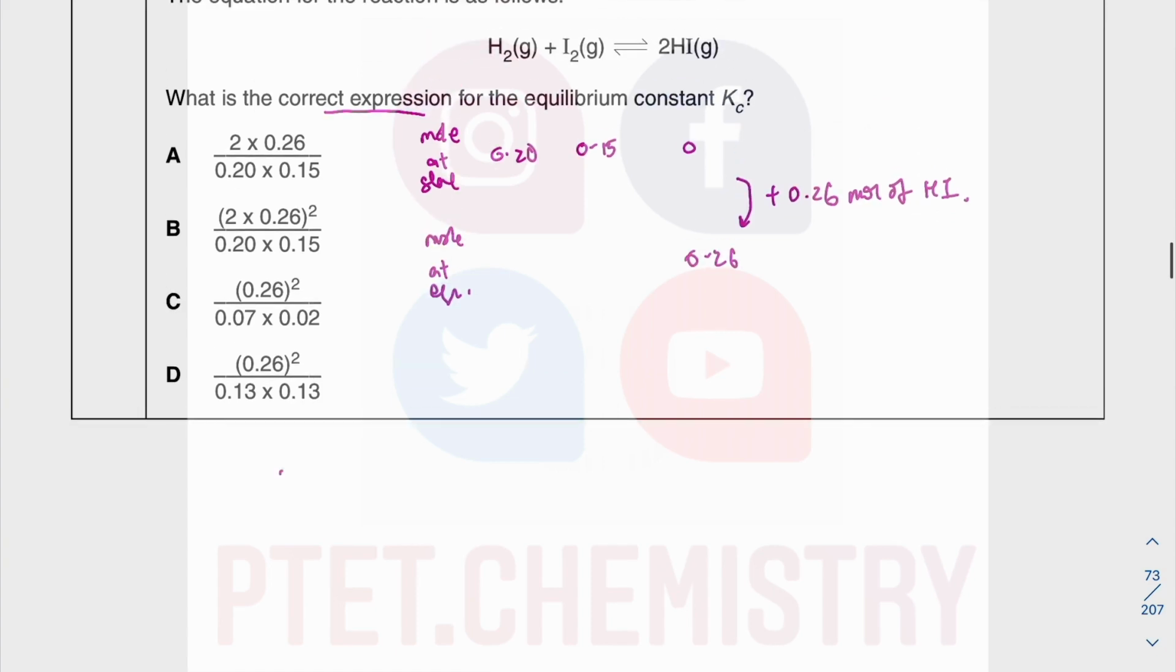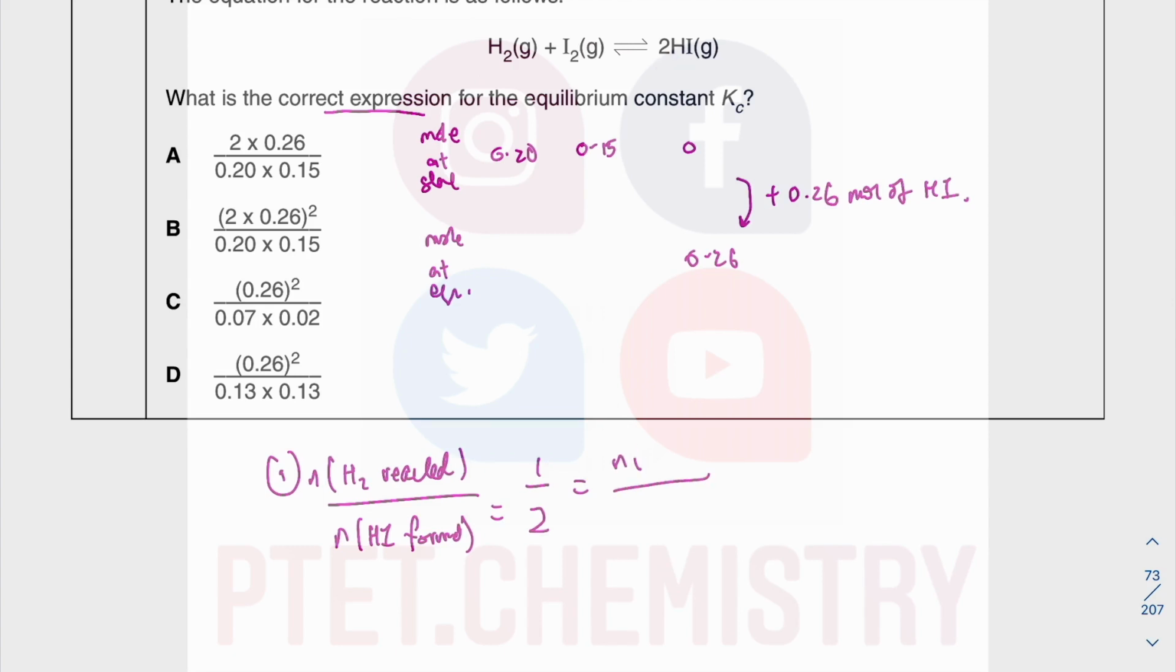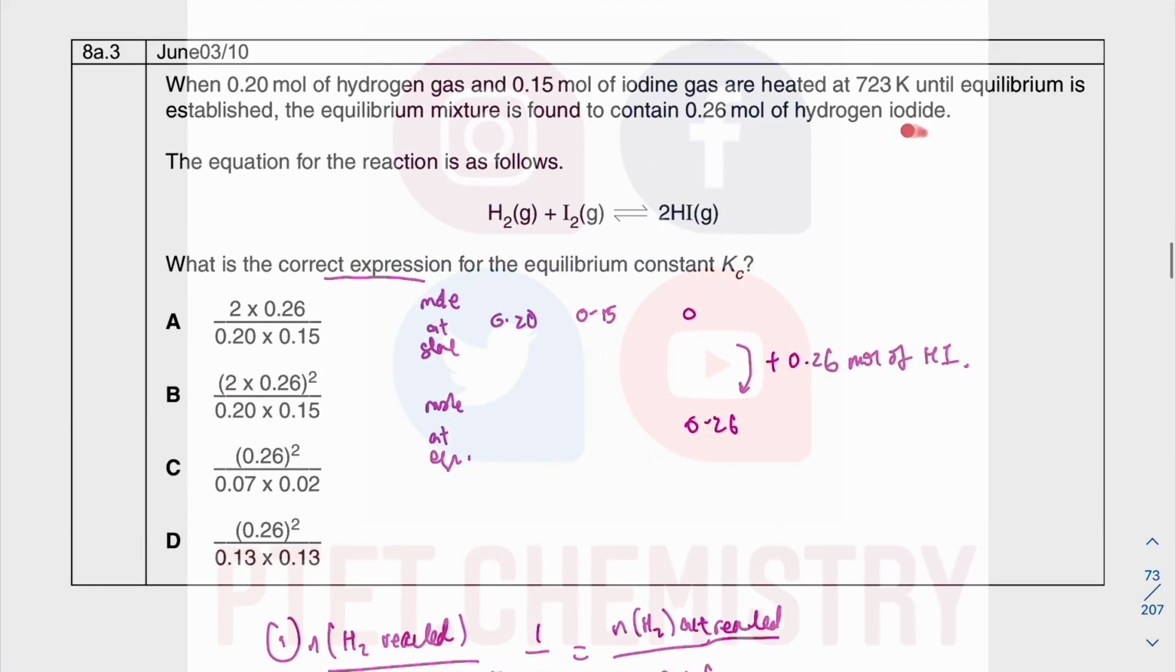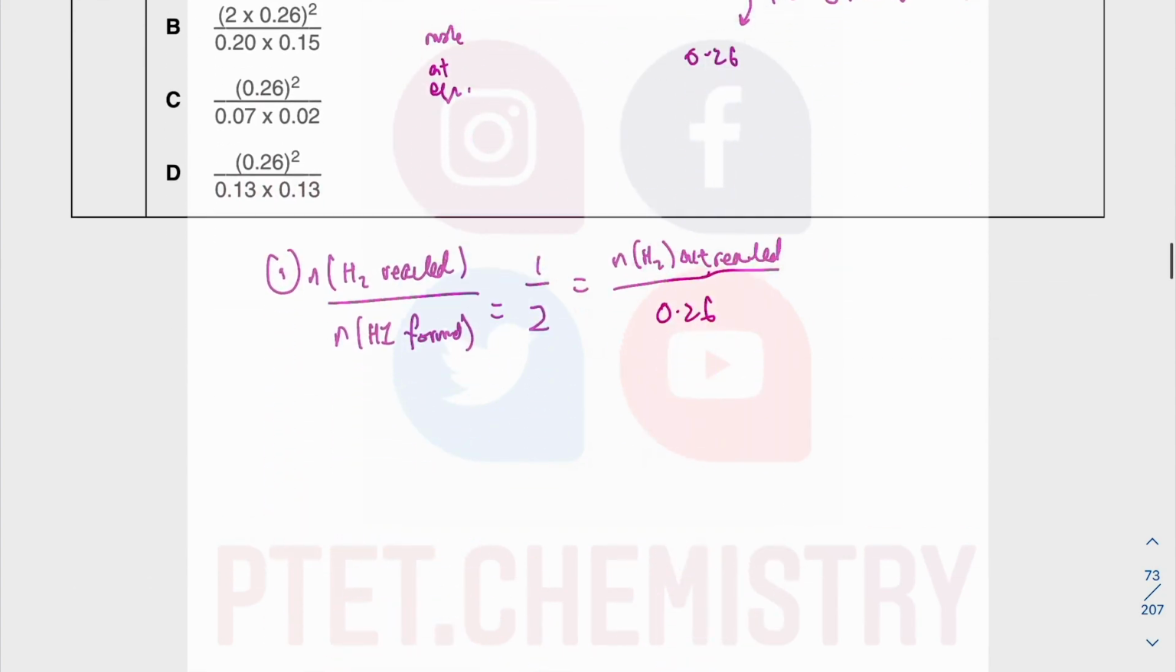Okay. So if I work out the moles of H2 reacted over the moles of HI formed, there's 1/2 from the balanced equation. 1 mole of H2 reacted to form 2 moles of HI. So how many moles of H2 actually reacted? And how much HI actually formed? 0.26, because you start with nothing and you end up with 0.26 mole of HI. So the moles of H2 actually reacted is 0.26/2, which is 0.13.